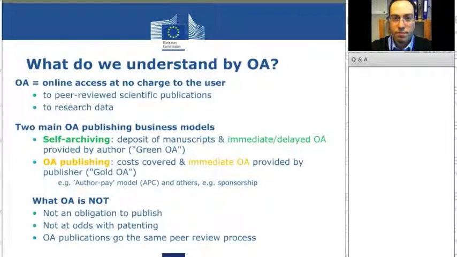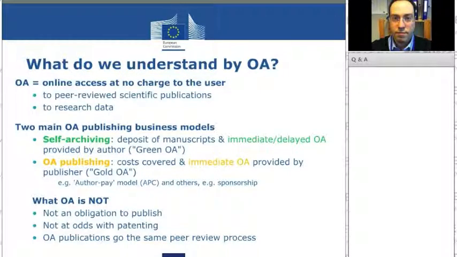The second business model is the so-called gold route. That means you publish directly in open access with the publisher. Then, of course, the publication becomes available open access immediately. But the publisher will, in many cases, charge so-called article processing charges to recover their costs. These are then borne by the author, but when we say the author, we usually mean either the institution where the researcher is based or a funder, like the European Commission.